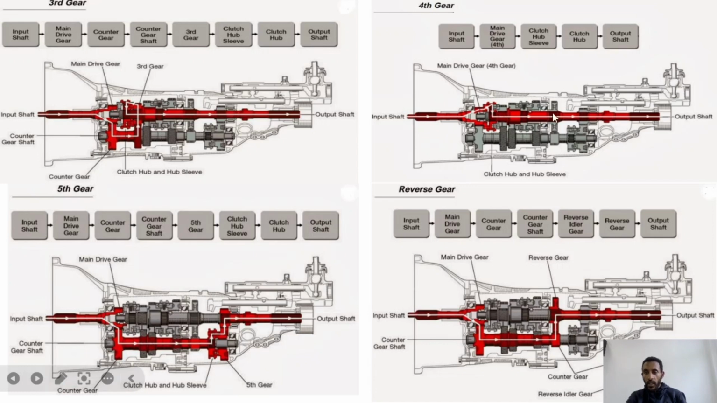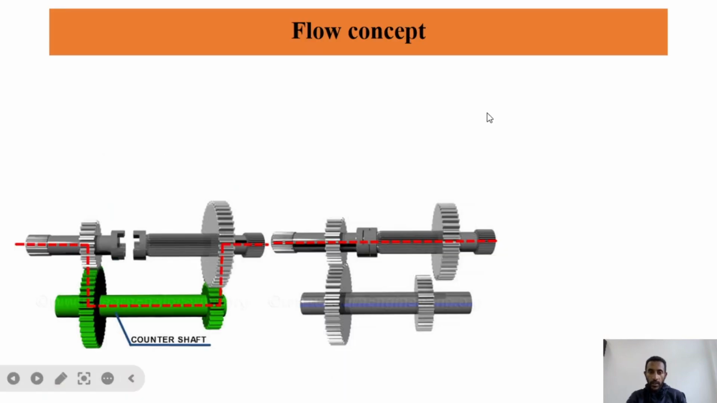Simply, this shaft and this shaft are integrated by means of a positive clutch, like this one. You see? Like this one, it was open here, but in this case they are engaged, so the power will flow directly in this part. That's why the fourth gear we call direct drive.